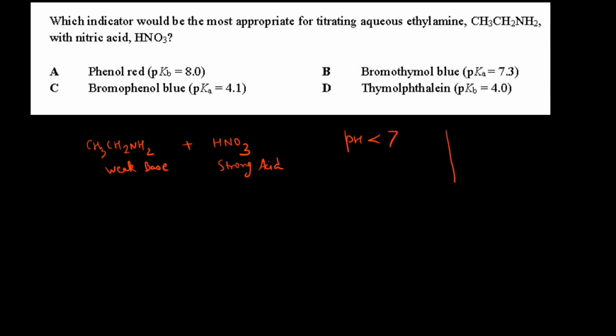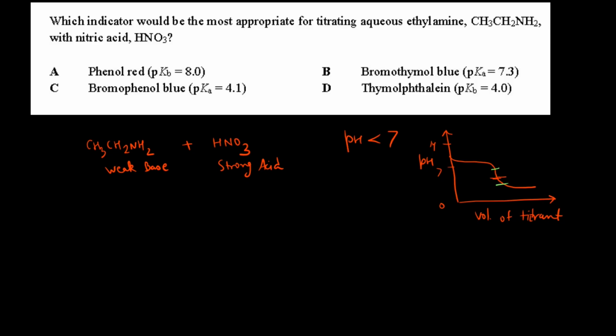So if this is the titration curve, pH on the y-axis and volume of titrant on the x-axis, and suppose this is 14, this is 7 and 0. So this will start from here, go like this and like this. So the equivalence point will be here somewhere. Okay, so this is at pH less than 7. So we should choose an indicator whose pKa value lies between this and this.